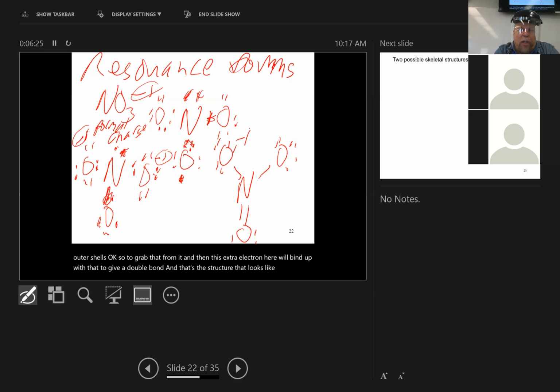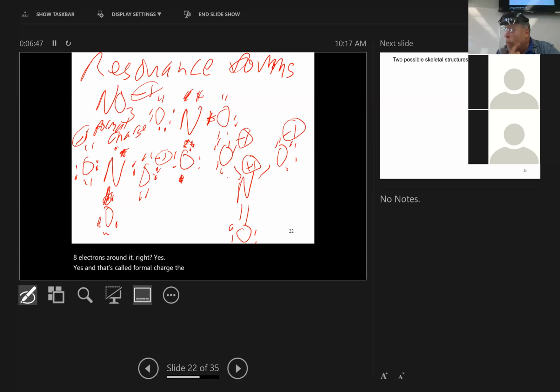You have a formal charge there of -1, this is a formal charge of -1, and this now has a formal charge of +1, but all of them have 8 electrons around it, right? Yes. And that's called formal charge. The book talks about it as formal charge because it essentially got an extra electron because it's part of an ion. Well, in this case, there's one extra on 2 of the things and then a double bond on the 3rd.